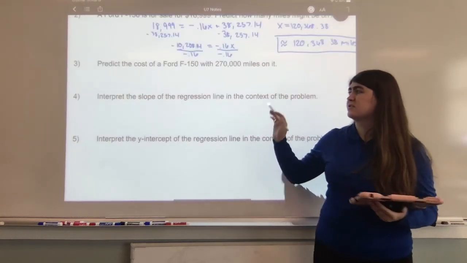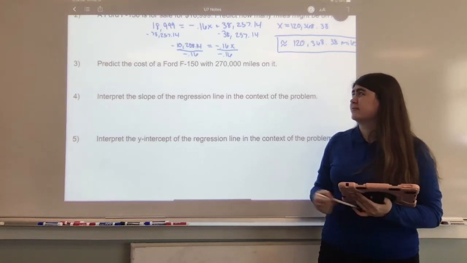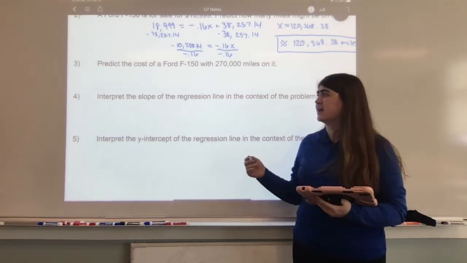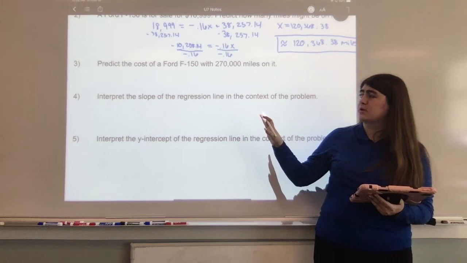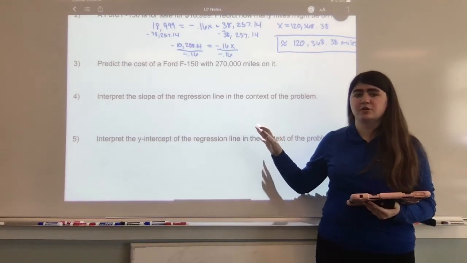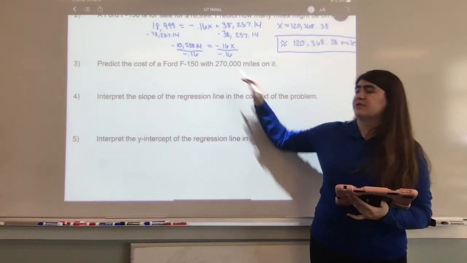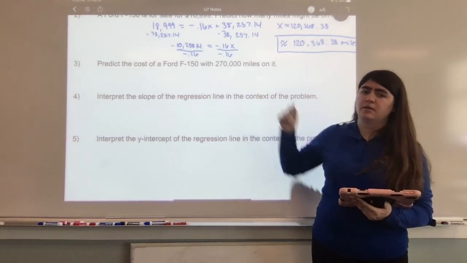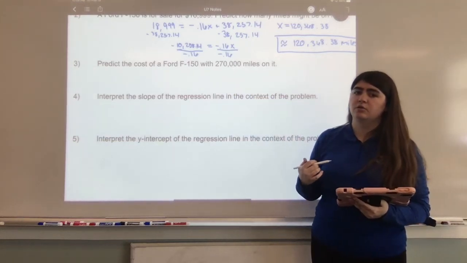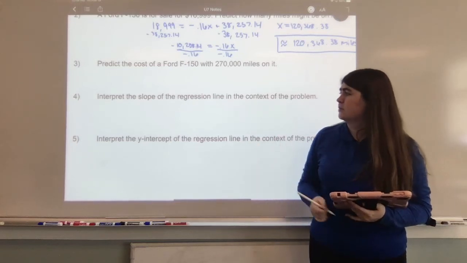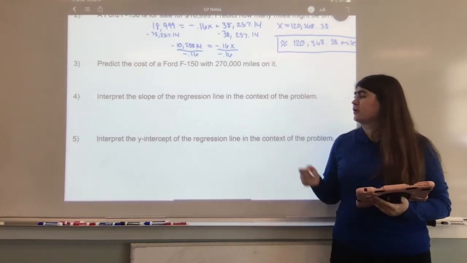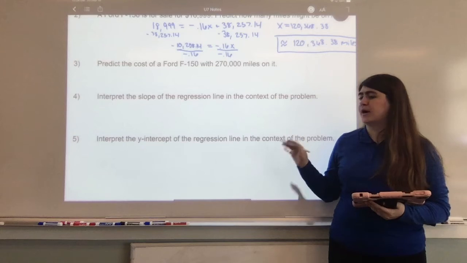All right, number 3 says to predict the cost of a Ford F-150 with 270,000 miles on it. I'm not going to go through this one because it's exactly the same as question number 1. So we're going to skip that. Number 4, I will say you can find the answer on the sheet that I will upload into the Google Drive folder. Number 4, interpret the slope of the regression line in the context of the problem.